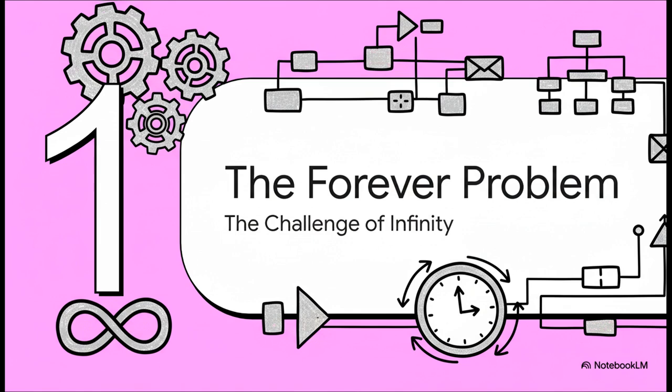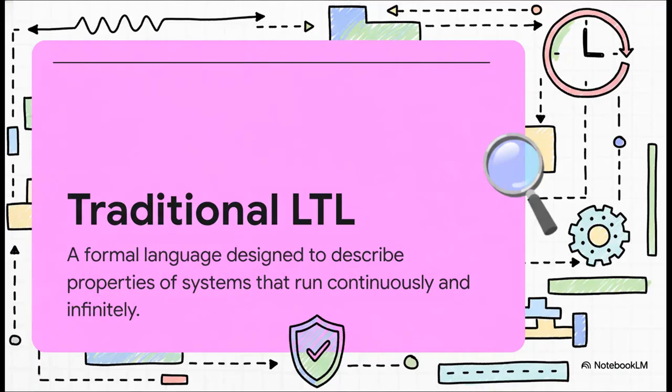For the longest time, the go-to tool for this was a special kind of formal logic. And it was designed specifically for these systems that just run on, without end. That tool is called Linear Temporal Logic, or LTL for short. It's basically a super precise language for saying things like, eventually, this thing has to happen, or this critical error must never occur. You can see how it's incredibly powerful for describing the rules of a system that's supposed to run forever without a finish line.